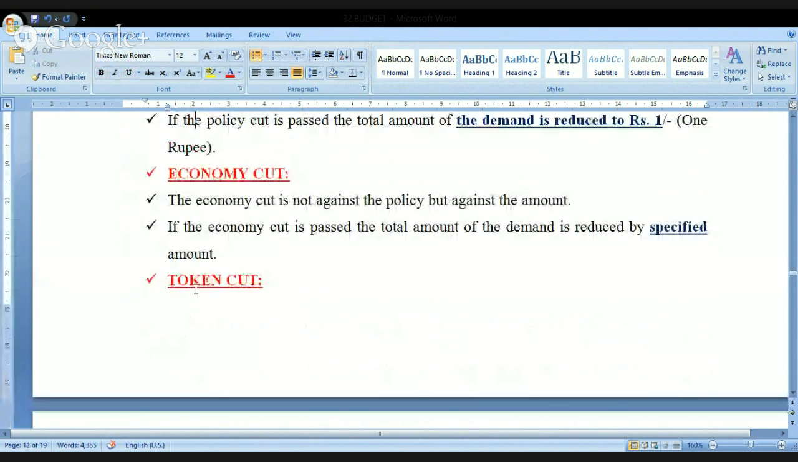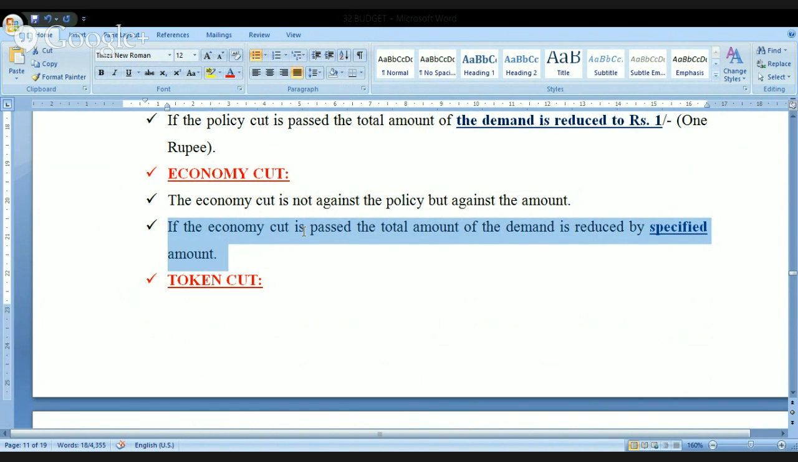So this is called the economy cut. Look at this. The economy cut is not against the policy, but against the amount. If the economy cut is passed, then the total amount of the demand is reduced by a specified amount. 1000 crores minus 200 crores is equal to 800 crores. 200 crores is a specified amount. But if you want to reduce 300 crores, then 300 crores will become the specified amount. Am I clear?